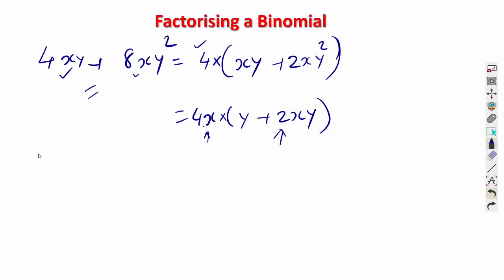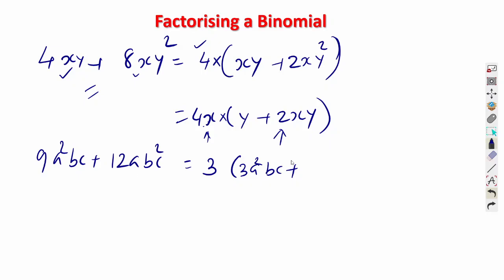Understood? If the expression is 9a square bc plus 12a bc square, two different terms, a binomial expression. If I try to find the common factor for 9 and 12, it is 3. Then naturally to get 9 I should have 3 inside, to get a square I should have a square inside, then b and c plus, in order to get 12 I need 4 over here, and then I will write a b c square. This is one way of writing it.